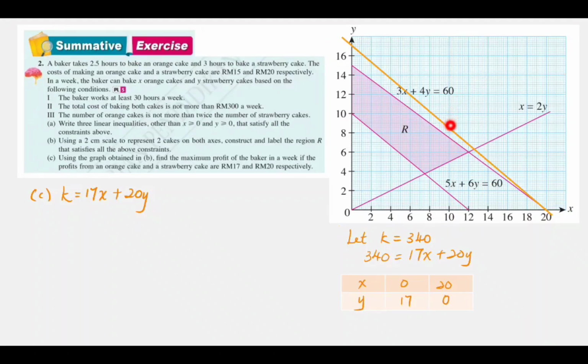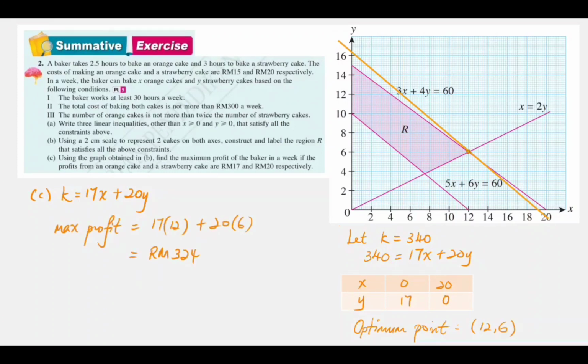So when we come outside from the right of the region, we have to come for the first point. Alright, so we'll move our line and we see this is considered the last point from the left and the first point on the right. Therefore, this happens for our maximum profit. So the maximum profit is on (12, 6). Sub the 12 and 6 into our objective function: 17 times 12 plus 20 times 6, we have 324 ringgit Malaysia.